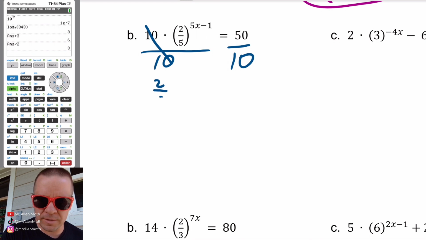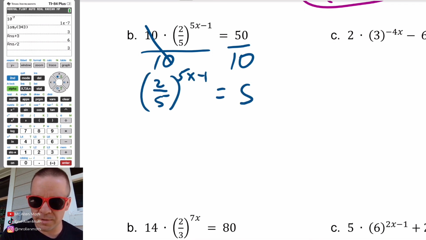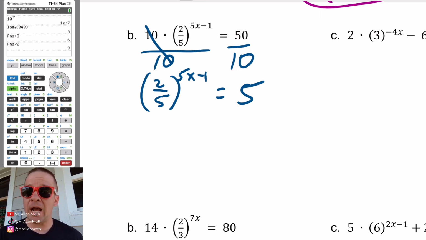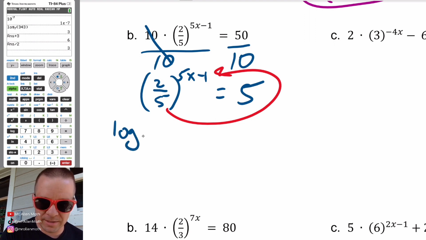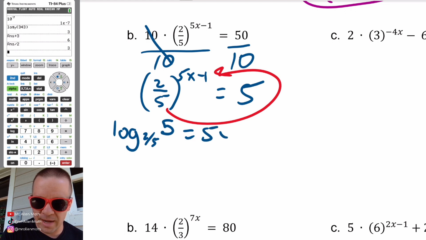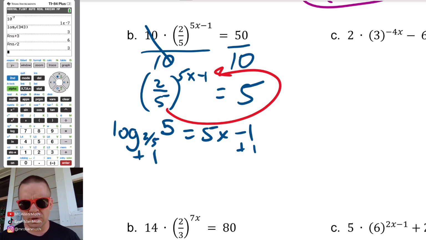So I got 2/5 to the 5x minus 1 equals 5, and then I am going to have to loop it and swoop it. So we got ourselves log base 2/5, not 5 halves, hold up, log base 2/5 of 5 equals that 5x minus 1. All right, so we're going to end up just adding 1. So add 1, and then we'll divide by 5 afterwards. But let's do this part in the calculator here. I feel like it saves the most time.